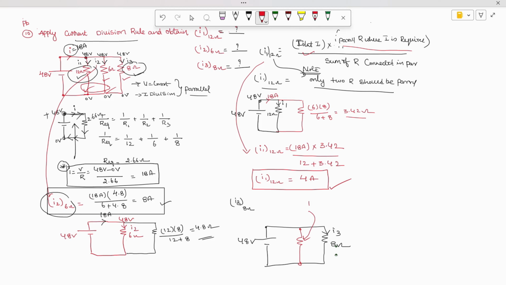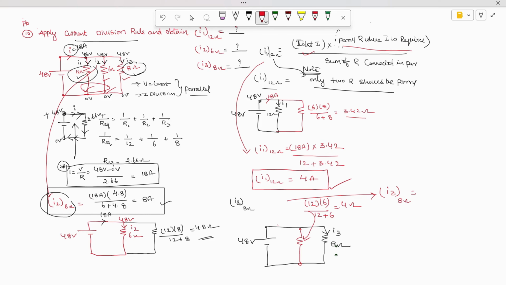Then you can write down the product of resistances, 12 into 6, divided by 12 plus 6. Product of resistance divided by sum of resistors. When you do it, 12 into 6 divided by 18 is nothing but 4 ohm. So now try to find I3. I3 is across the 8 ohm resistor.